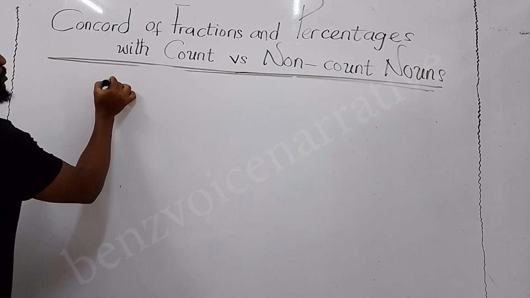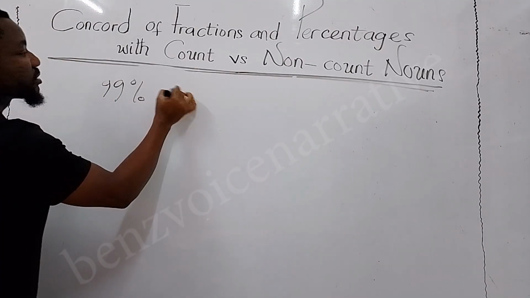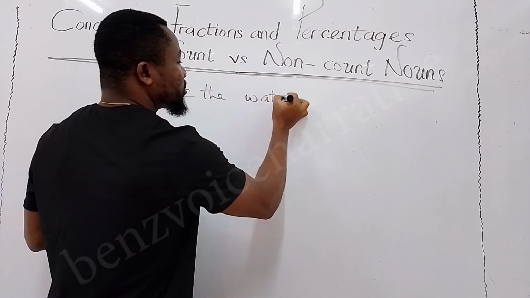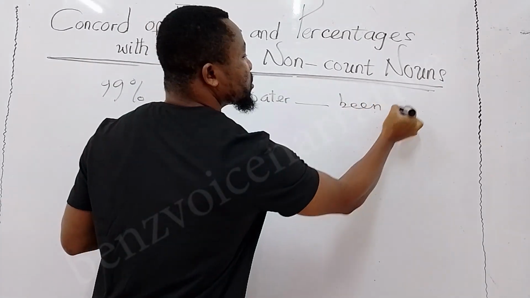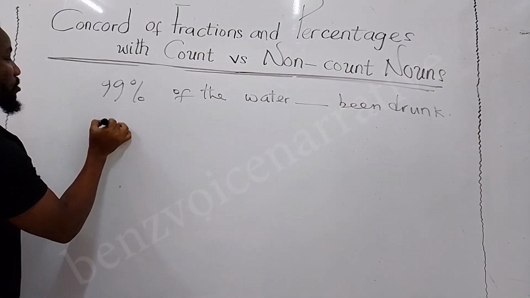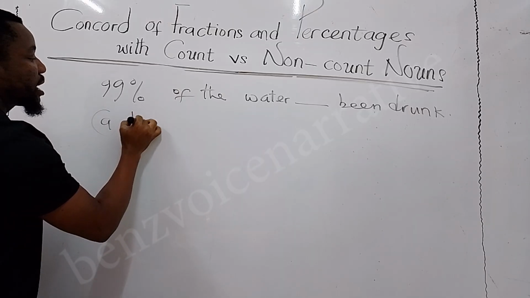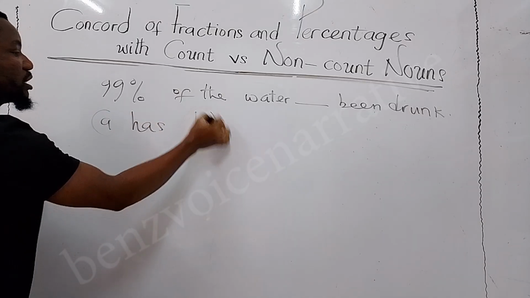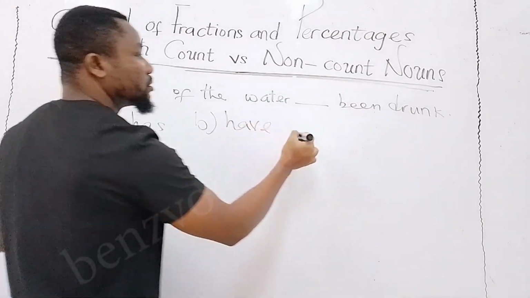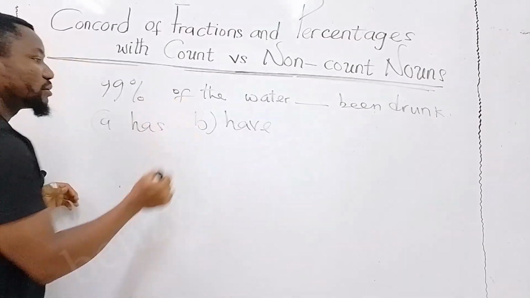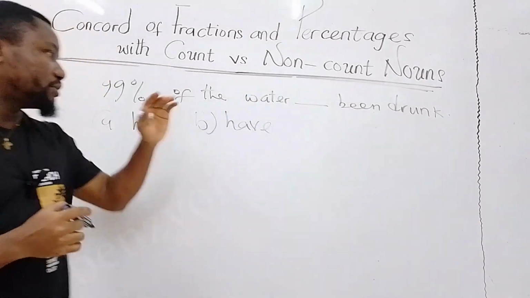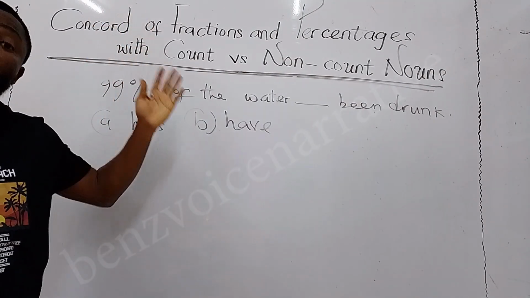Okay, let's have this example. 99% of the water dash being drunk. Okay, you have option A, has. Option B, you have. Now, 99% of the water that's been drawn. 99% seems like a lot, right?